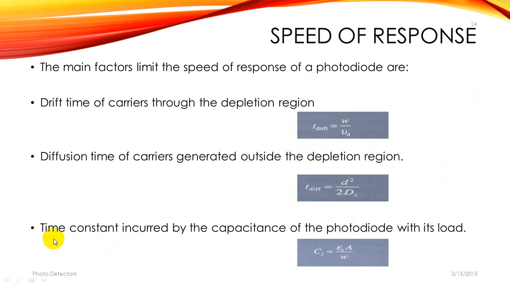and this is for the third. Time constant incurred by the capacitance of the photodiode with its load. A reverse bias photodiode exhibits a voltage dependent capacitance caused by the variation in the stored charge at the junction. The junction capacitance Cj is given by Cj equal to epsilon S into A divided by W, where epsilon S is the permittivity of the semiconductor material and A is the diode junction area. Hence, a small depletion layer width W increases the junction capacitance.